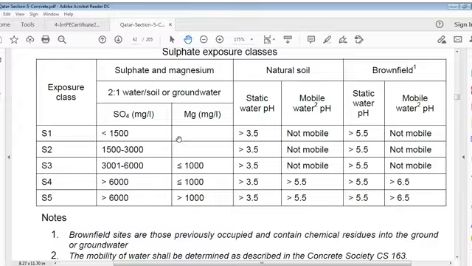Static water pH in natural soil is greater than 3.5, not mobile. Static water pH is greater than 5.5. Mobile water pH is not mobile. S2 is 1500 to 3000, that is SO4 in 2:1 water soil extract, 1500 to 3000. Static water pH is greater than 3.5, not mobile, and greater than 5.5, not mobile.